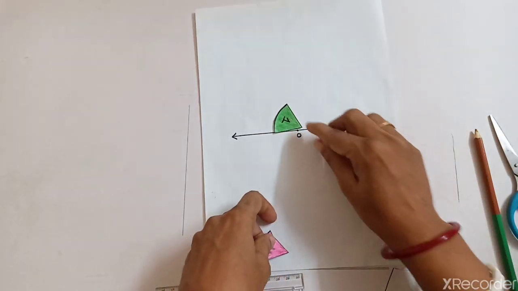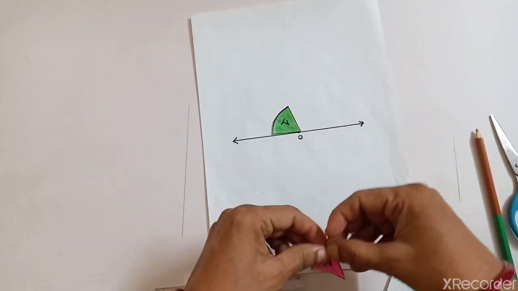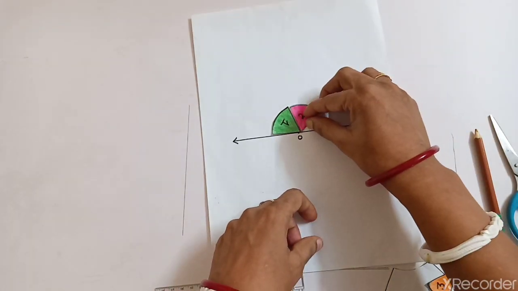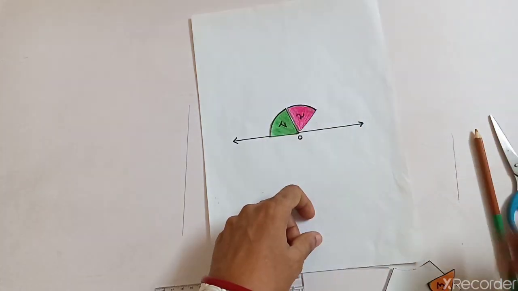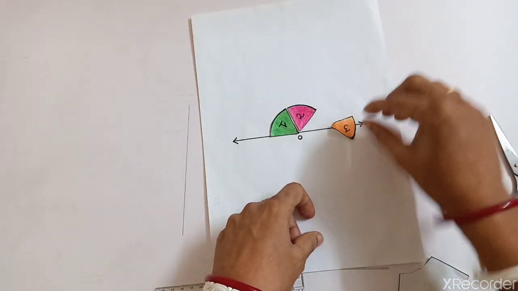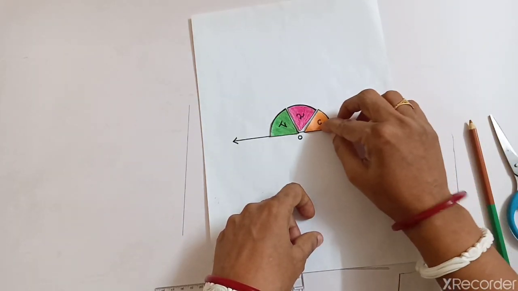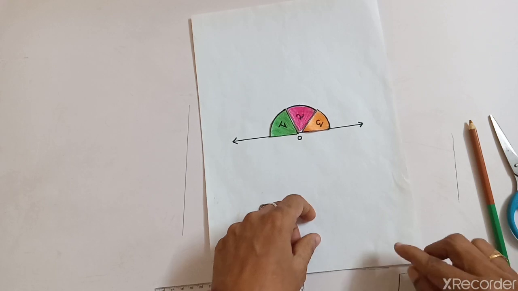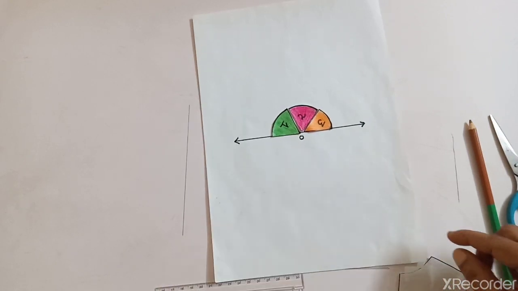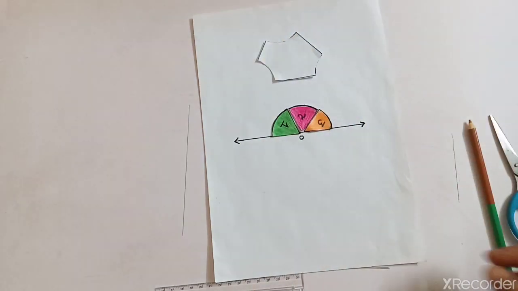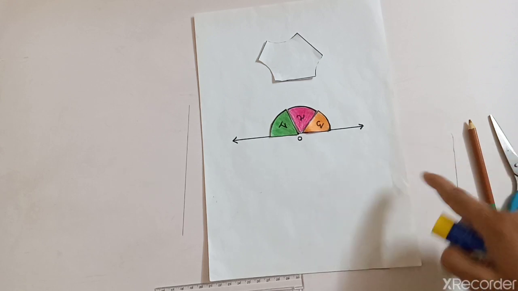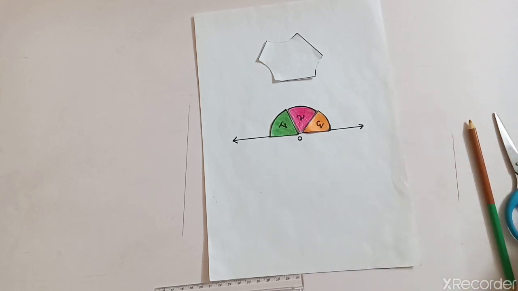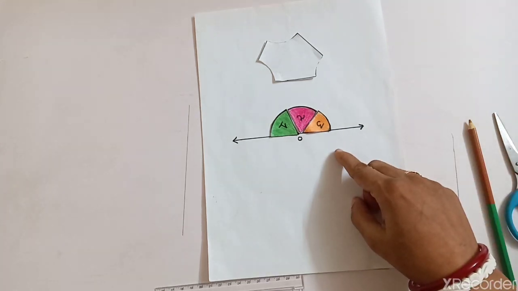Now angle 2. Angle 2 I will keep beside angle 1 in this way, and then angle 3 also beside angle 2, and you can see they are all adjacent to each other with center O, and the remaining part of the triangle I will stick here. So when you stick this with the help of adhesive, it will look like this. You can see a straight angle can be seen here.